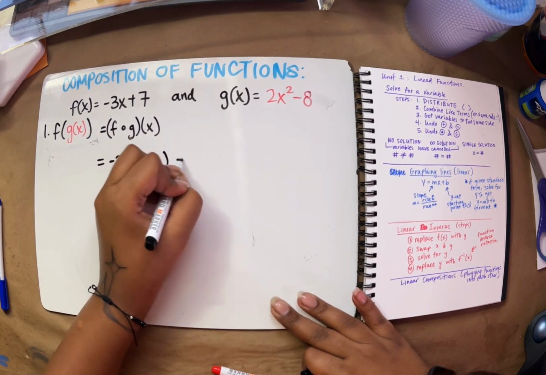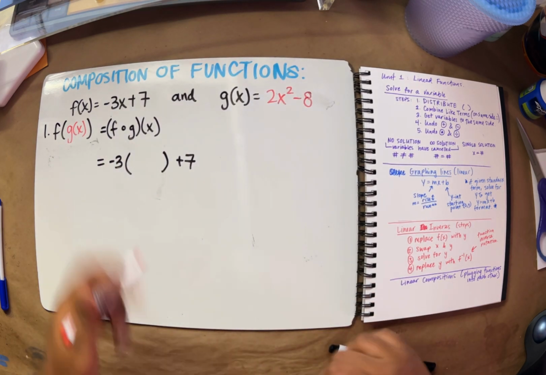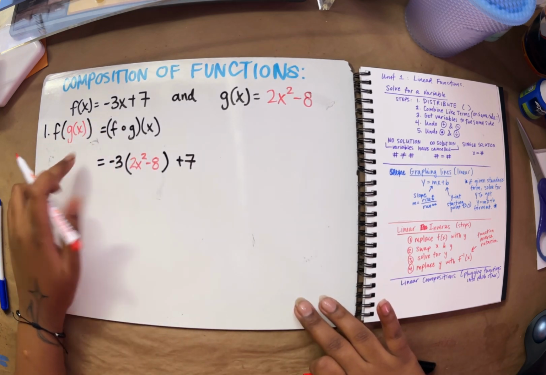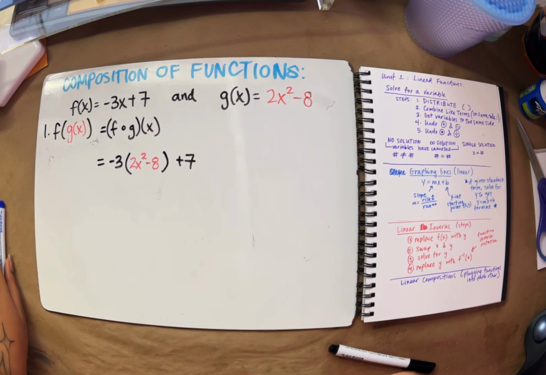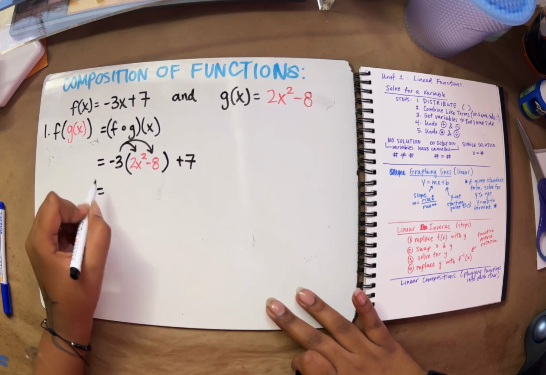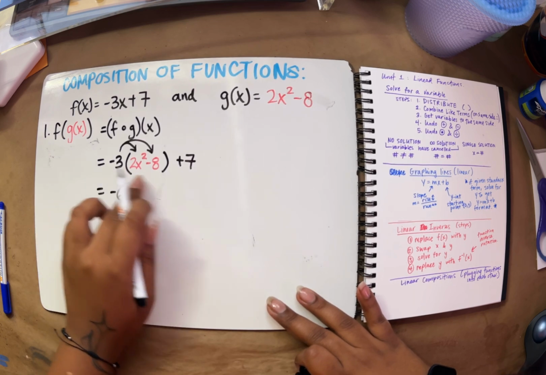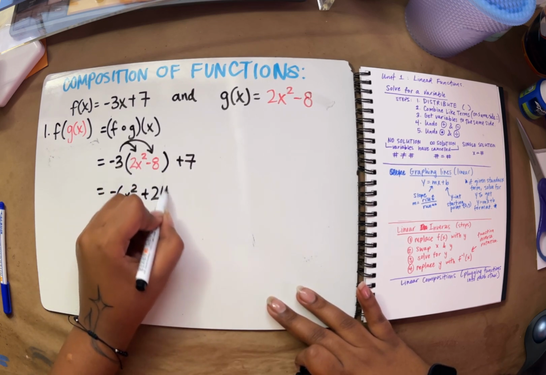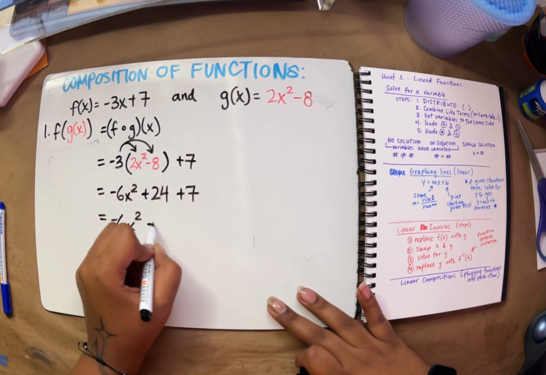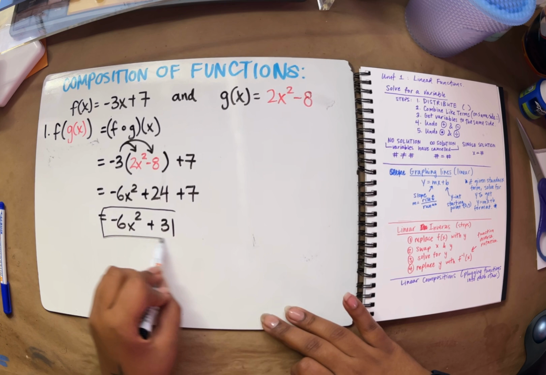Plus 7. This is just a skeleton of my f of x. Inside is going to go my 2x squared minus 8. Because once again, my g of x is going inside of my x value. So now I distribute. I have negative 3 times 2x squared, which is negative 6x squared. Negative 3 times negative 8, positive 24, plus 7. So I got negative 6x squared plus 31. That's it. We're done. That's all you got to do.